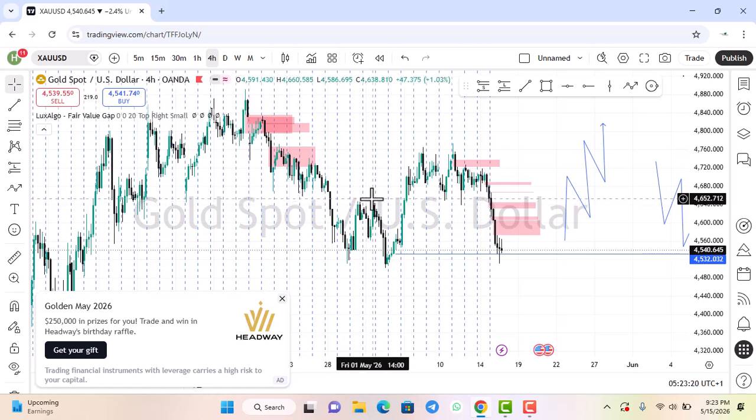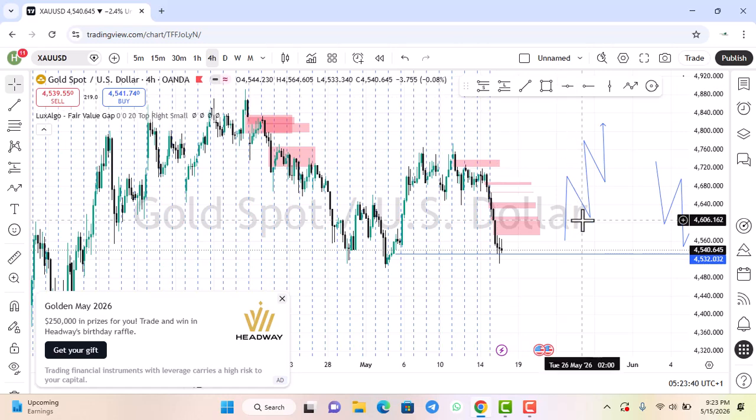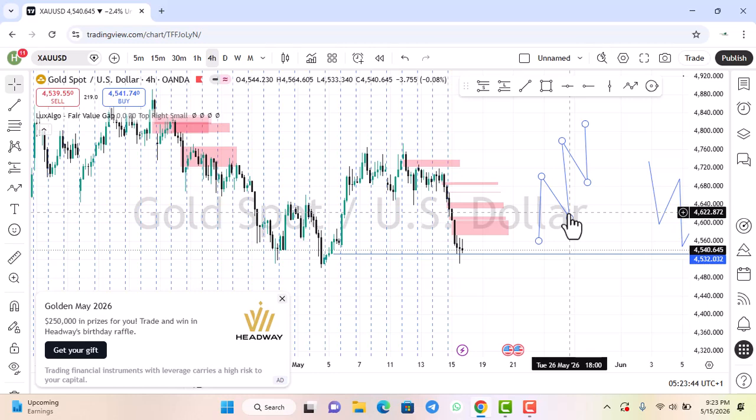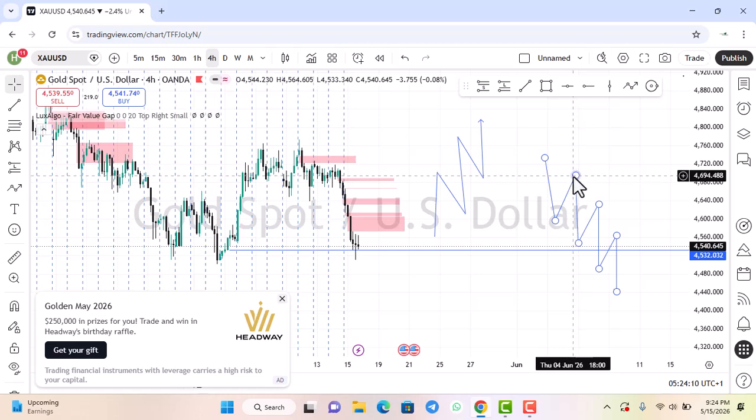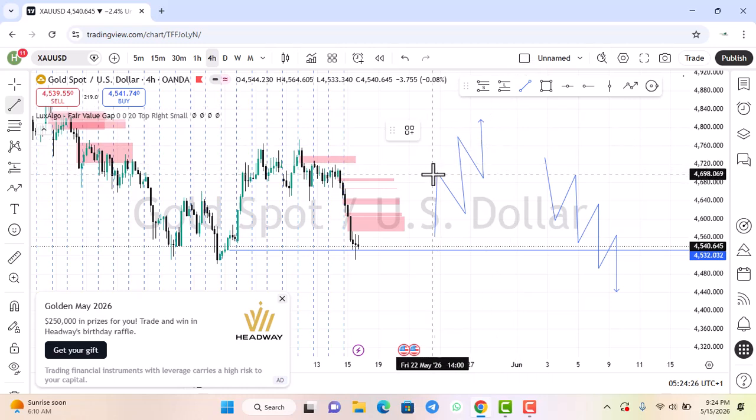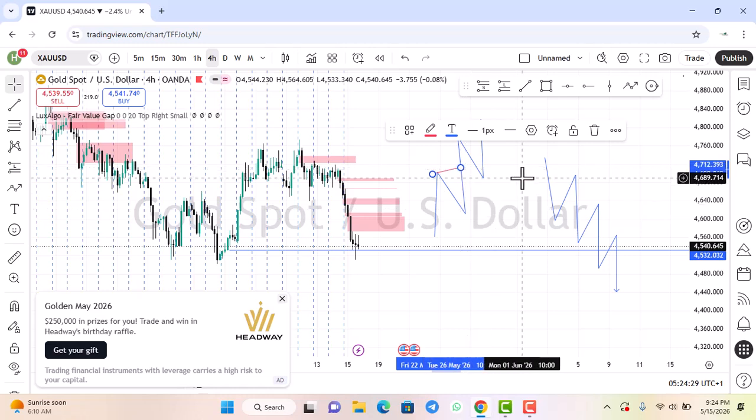So there are rules behind market structure, and that rule is for a market to move from a higher low, which is this point here, right, to another higher high, which is this point here, it must break the previous higher high, right? It must break the previous higher high. And for market to move from a lower high, which is this point, to print another lower low, it must break the previous lower low, which is this point here. So let me use trend line. Look at this, and look at this.